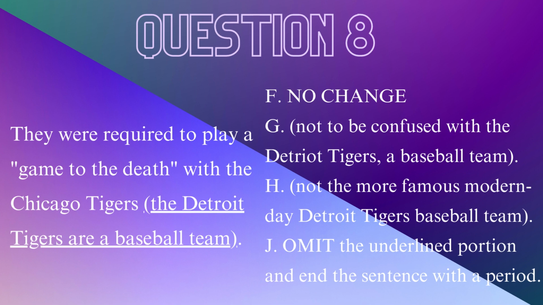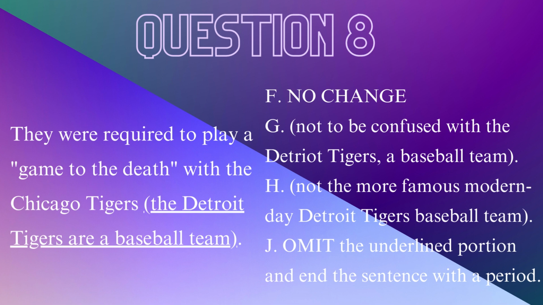Question 8. They were required to play a game to the death with the Chicago Tigers. The Detroit Tigers are a baseball team. So, do we leave it there? Or do we replace it with G, not to be confused with the Detroit Tigers, a baseball team? H, not the more famous modern-day Detroit Tigers baseball team. Or J, omit the underlined portion and end the sentence with a period. So if I were taking the test, if I were strapped for time, I would probably just look at J. It says omit there in those big capital letters. That's probably what I should consider first.